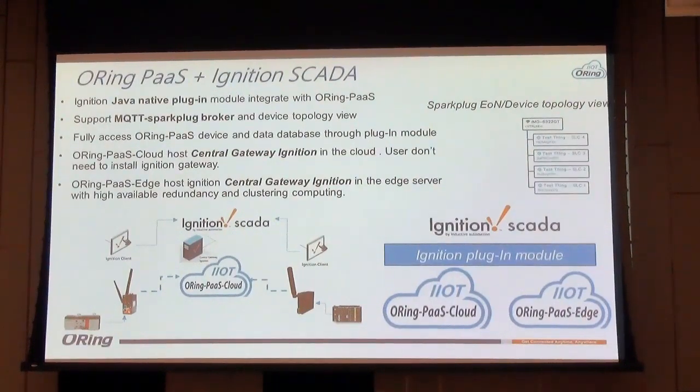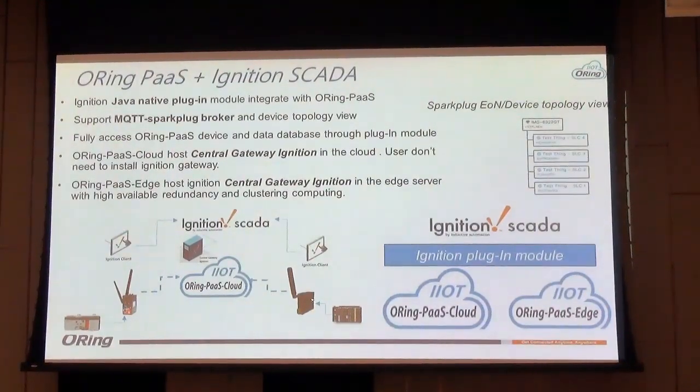So this is a benefit of the Oring PaaS with the Ignition SCADA. We can use the Java native plugin module integrated with the Oring PaaS. It also supports the MQTT Sparkplug broker and the device topology view. And the Oring test agent hosts the Ignition central gateway in the edge server with high availability redundancy and cluster compute. So you can see the picture.